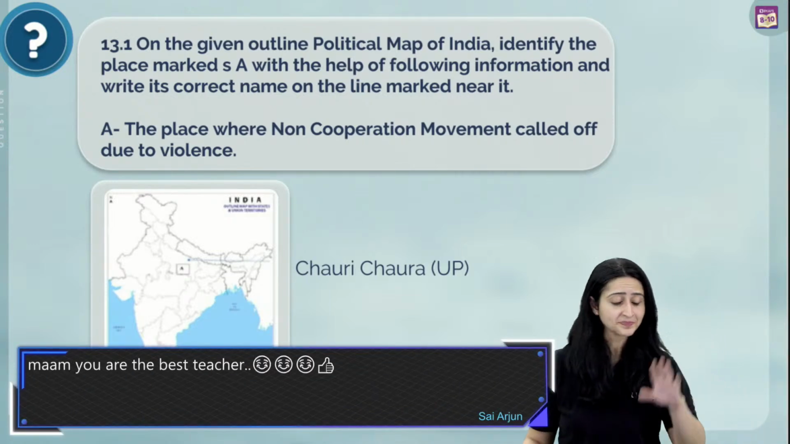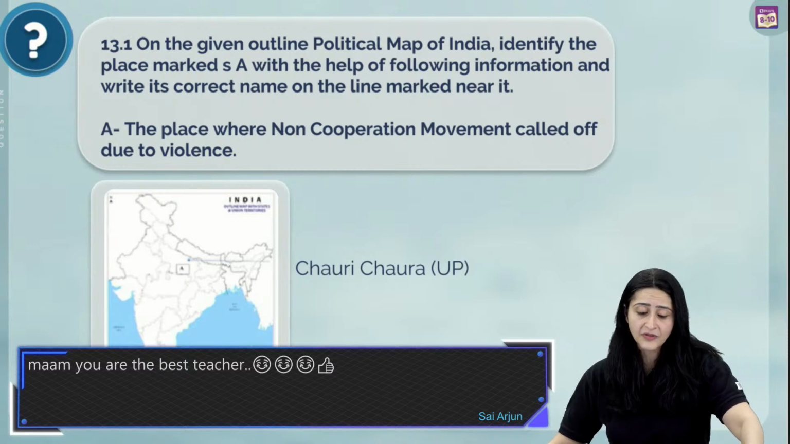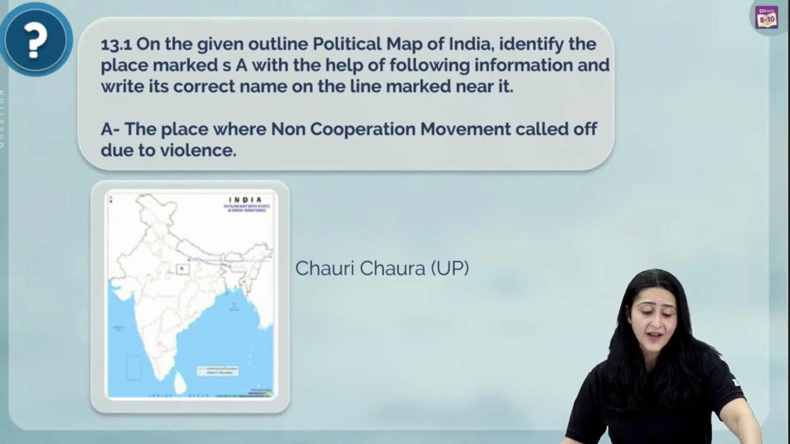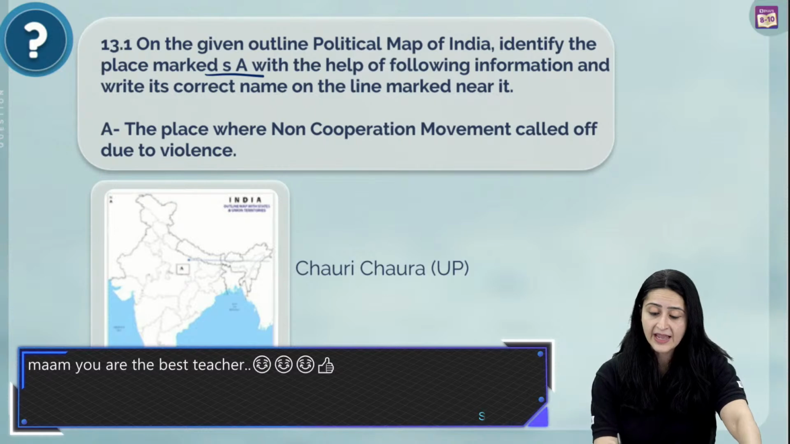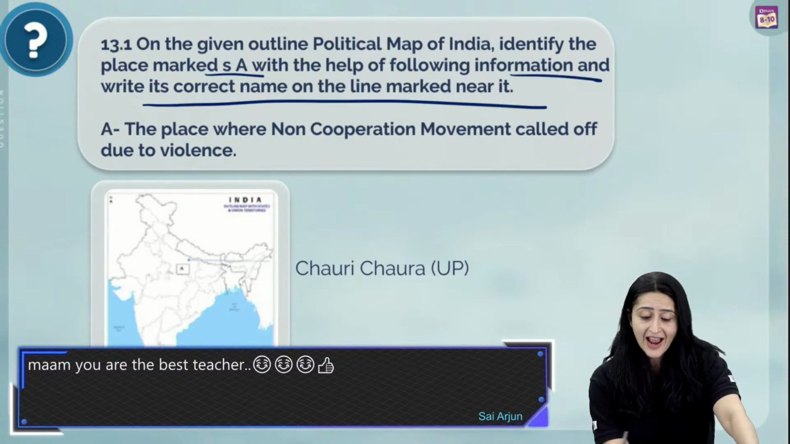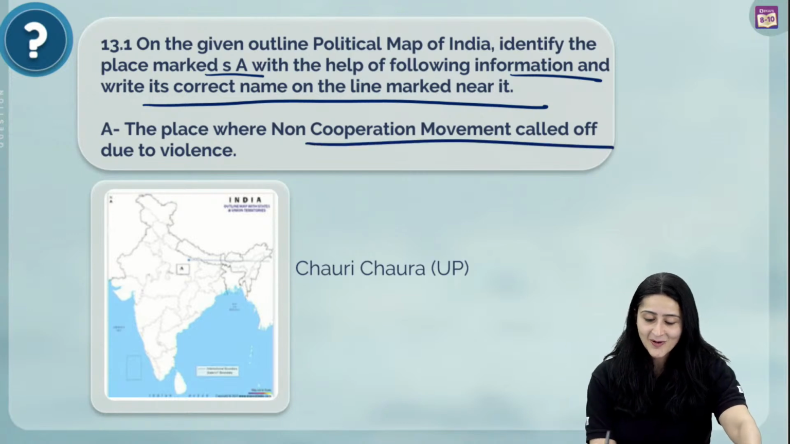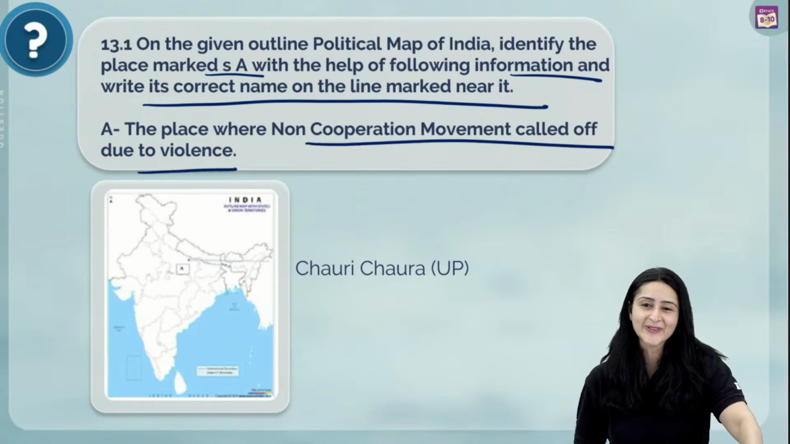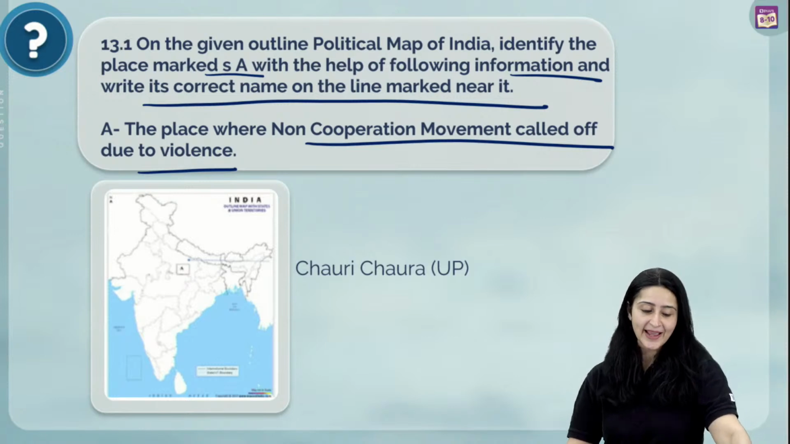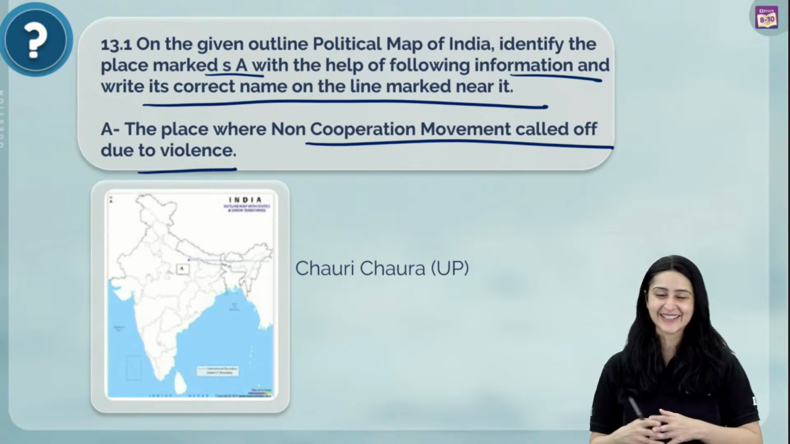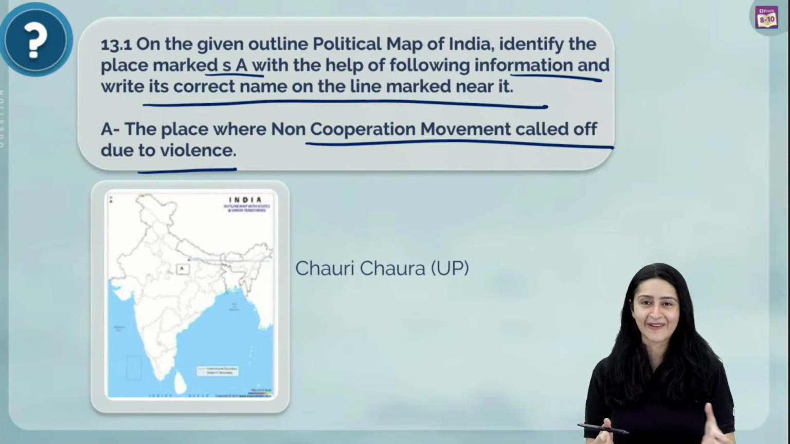On the given outline of the political map of India, identify the place marked as A with the help of the following information and write its correct name on the line marked near it. The place where the non-cooperation movement was called off due to violence, not non-violence. It was called off because it was violent.